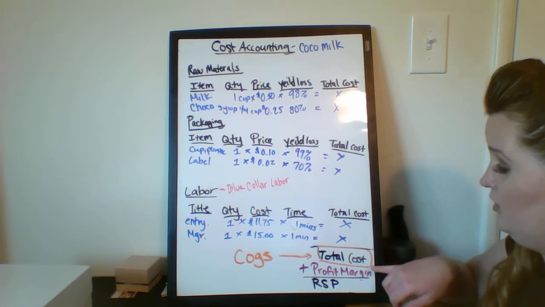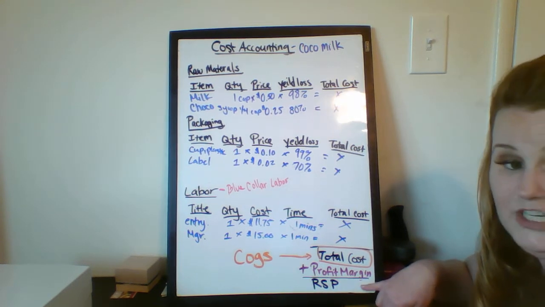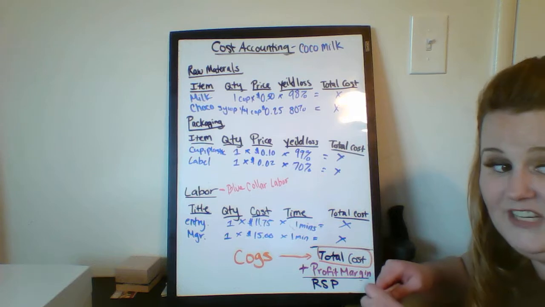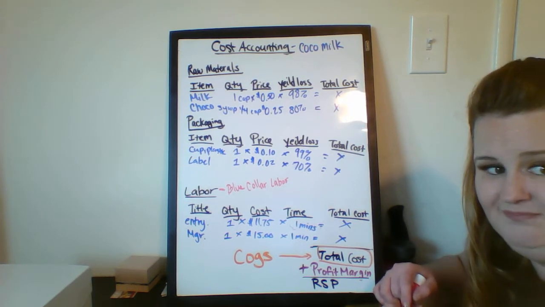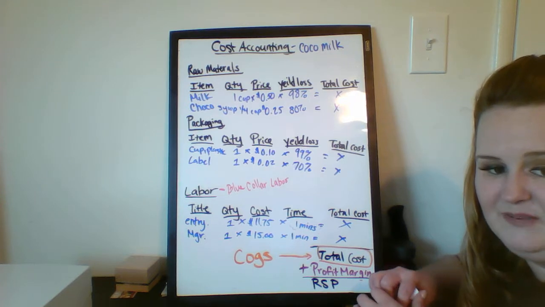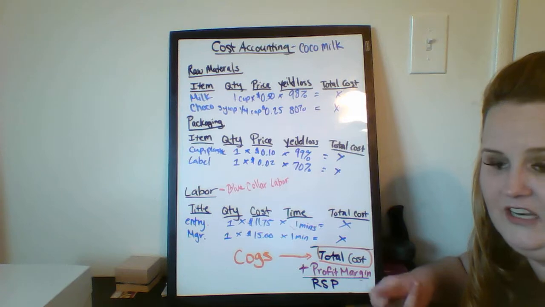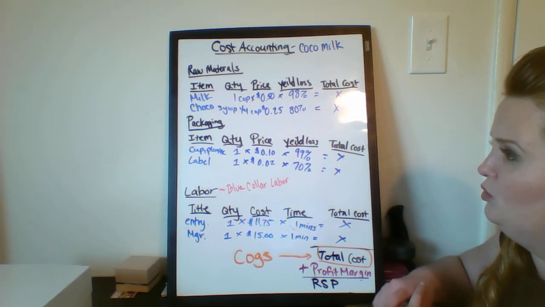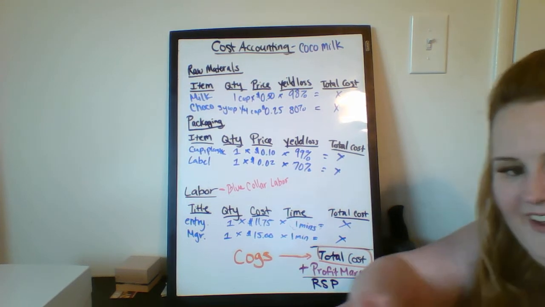So you get your total cost, which is your cost of goods sold, plus your profit margin, in order to suggest a retail selling price specifically to your retailer or to the next stage of the supply chain. All right, if you have any questions, please let me know. We're going to move forward from the cost accounting now into ratios. All right, stay tuned.